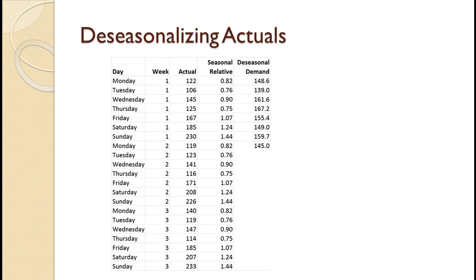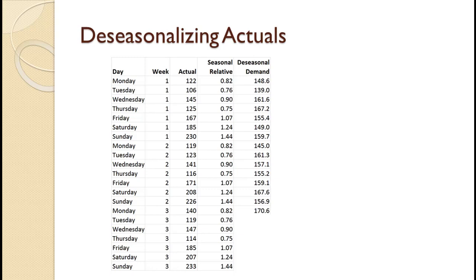119 divided by 0.82 equals 145.0. 123 divided by 0.76 equals 161.3. 141 divided by 0.90 equals 157.1. 116 divided by 0.75 equals 155.2. 171 divided by 1.07 equals 159.1. 208 divided by 1.24 equals 167.6. 226 divided by 1.44 equals 156.9.